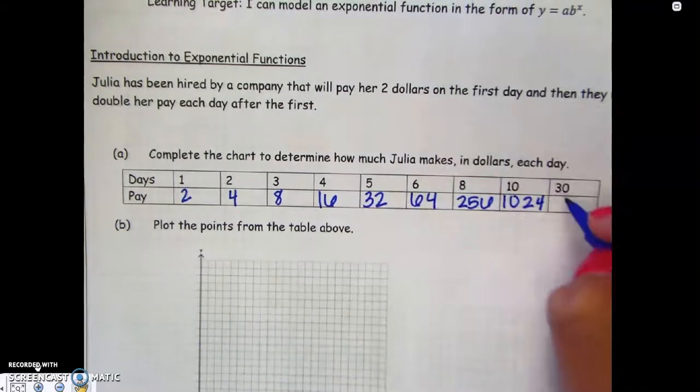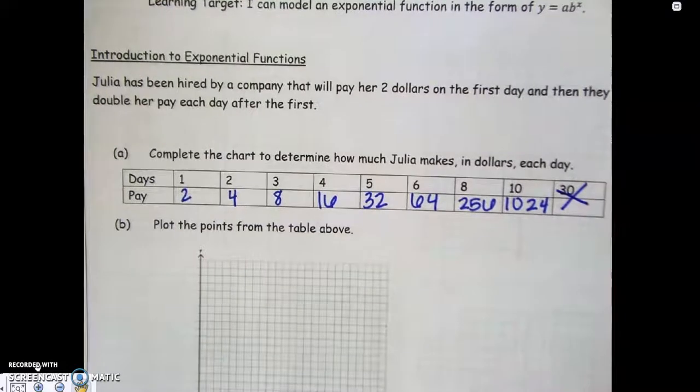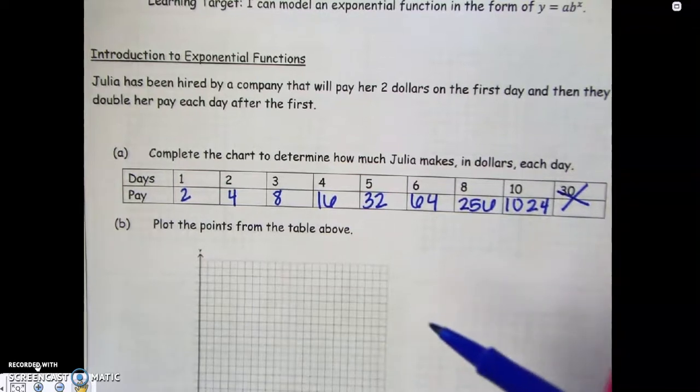I'm just going to not fill in this one. It's actually a really large number, so I'm going to wait. But up to 10, that's how much she'll make. And it'll keep increasing after that. It'll double after that.